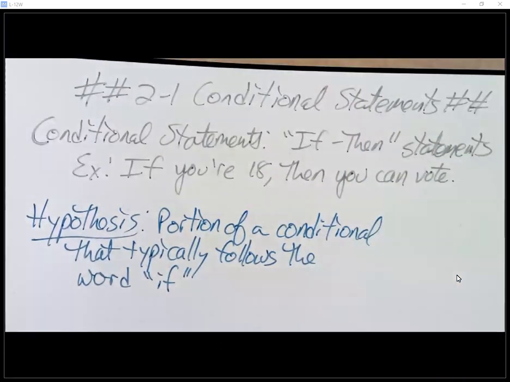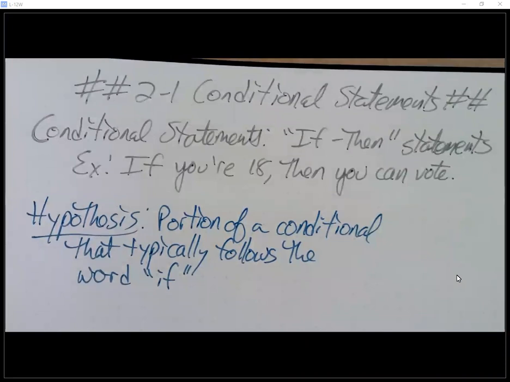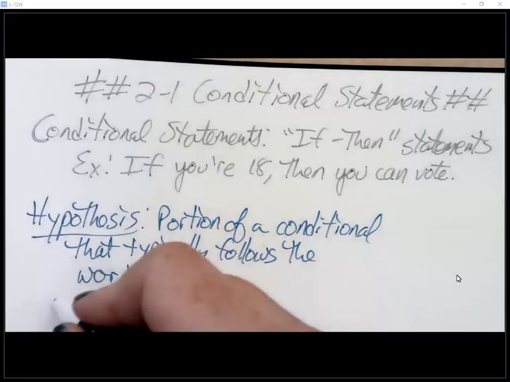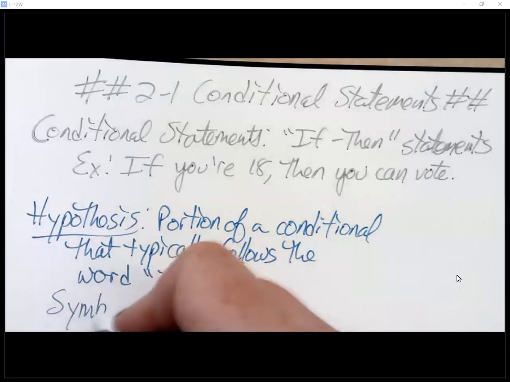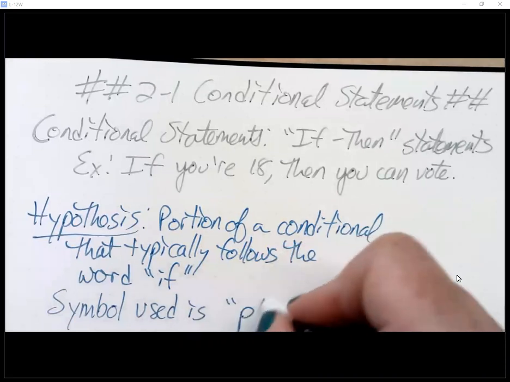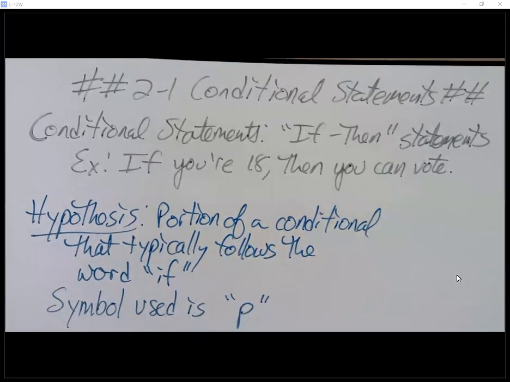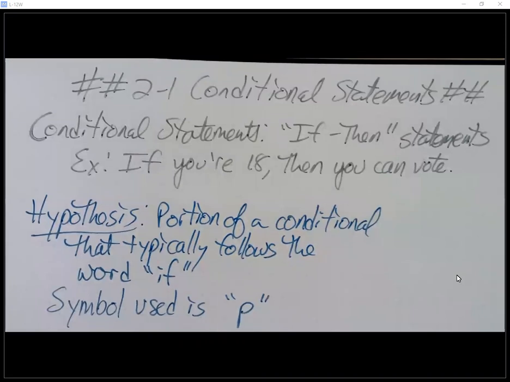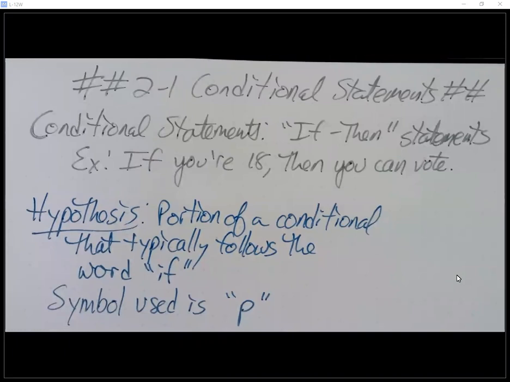We love using symbols for things so we don't have to write as much. Okay, so symbolically, the symbol used is the letter P, a lowercase letter P. Why is it P? I have no idea, honestly. But they use P to represent the hypothesis portion of a conditional statement. Okay, let me give you the second part and then we'll practice identifying the two pieces in several sentences.